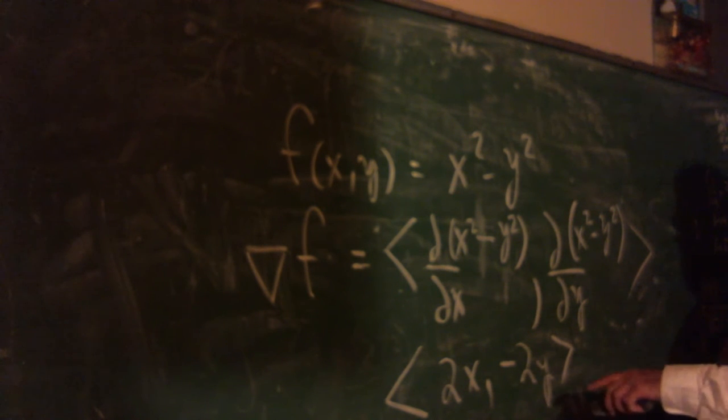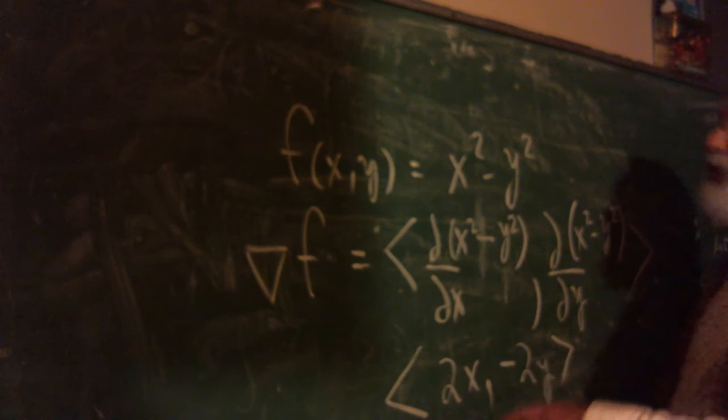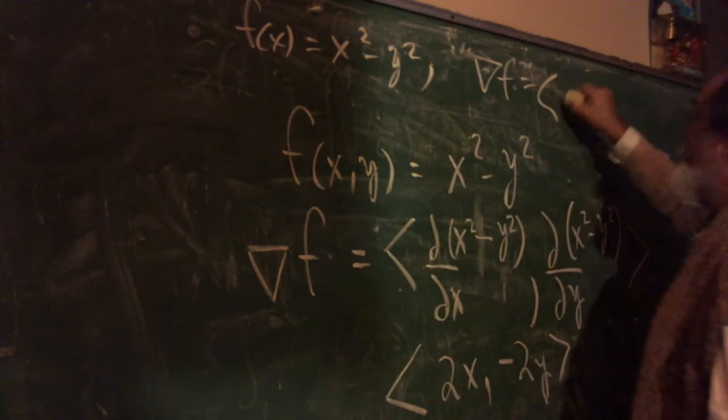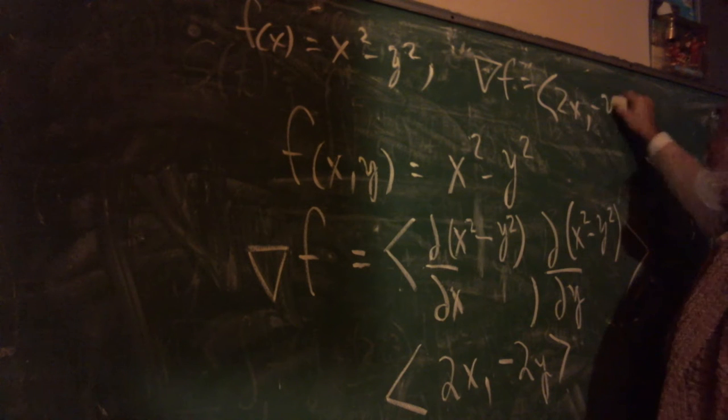So I'm going to leave this example up to the side here. I'll just have f of x equals x squared minus y squared, and grad f is the vector 2x, comma, negative 2y.